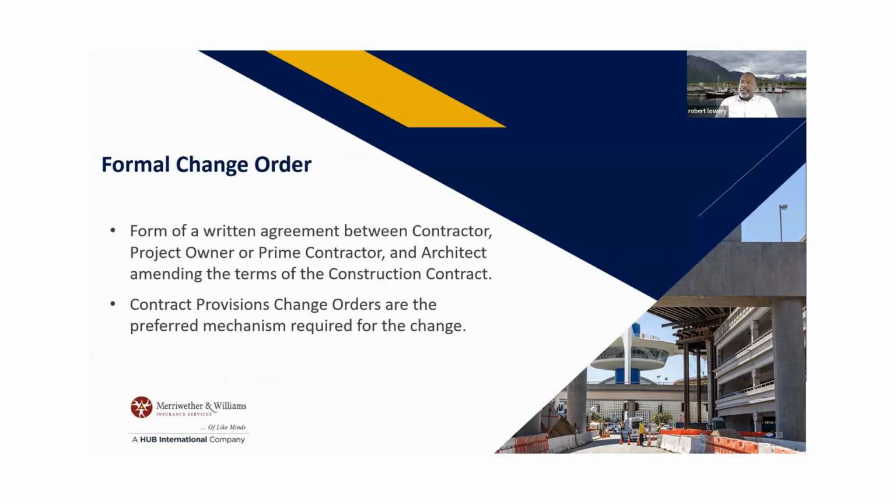Formal change orders, that's what we've been going through, are a formal written agreement between the contractor, project owner, or prime architect to amend the terms of the contract. So that's a formal change order. The others are informal, but it still ties back to being formal because you want to get them formalized.